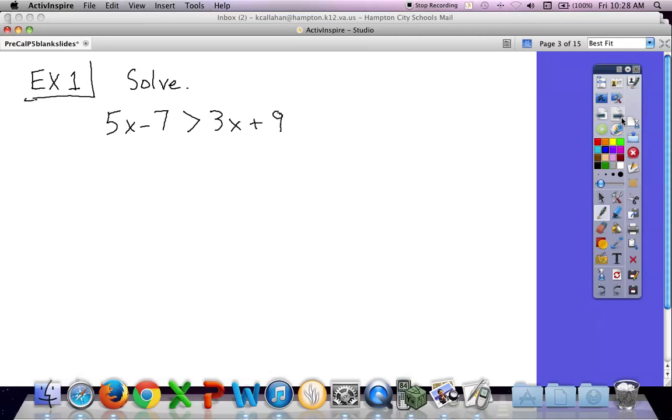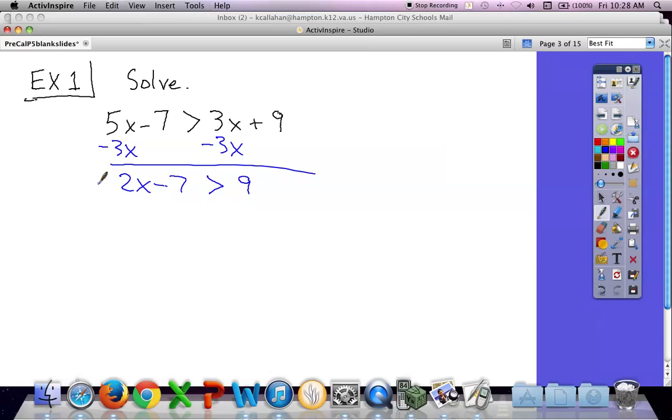Subtract. We would usually try to get the variable terms together on the side which has the greater coefficient. So we want to subtract 3x. Okay, so that's 2x minus 7 is greater than 9.